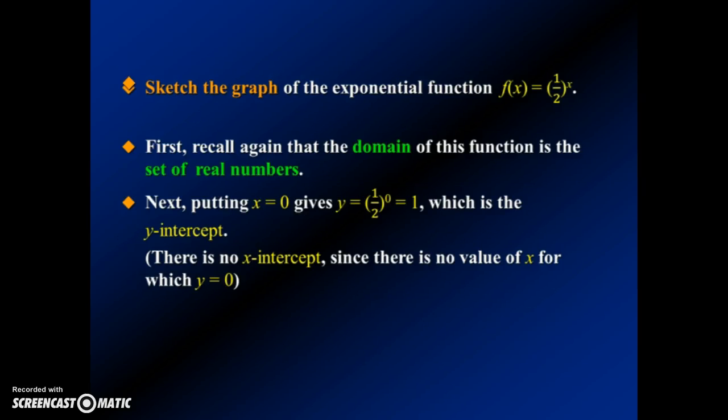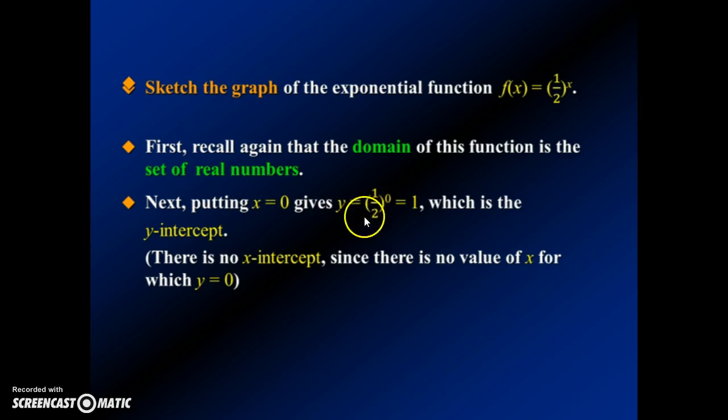The domain is all real numbers for this function as well. Now we have a base that's 1/2 instead of 2. And we have a variable exponent, which is what makes it an exponential function. Again, no x value can be put in here that won't give us a well-defined output, so no problems with the domain, all real numbers.